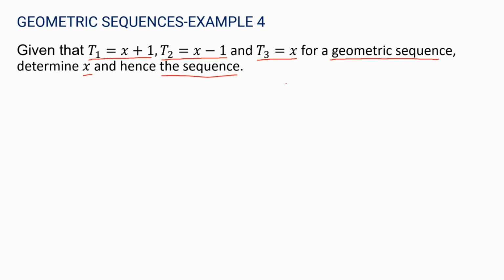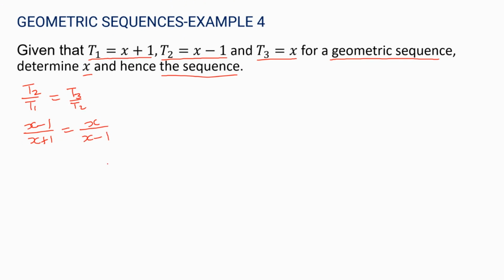Right, for a geometric sequence, we know that t2 divided by t1 is equal to t3 divided by t2, t4 divided by t3, like that. So now we have our t2, our t1, our t3, and our t2 there. So t2 is x minus 1 over t1, which is x plus 1, is equal to t3, which is x, and then over t2, which is x minus 1. We have created an equation that we can solve here.